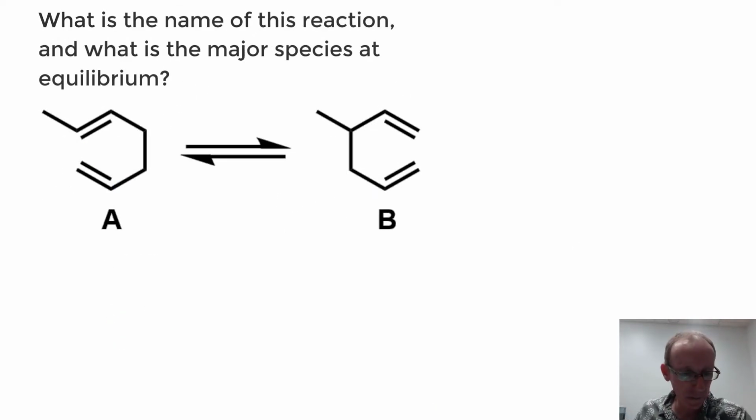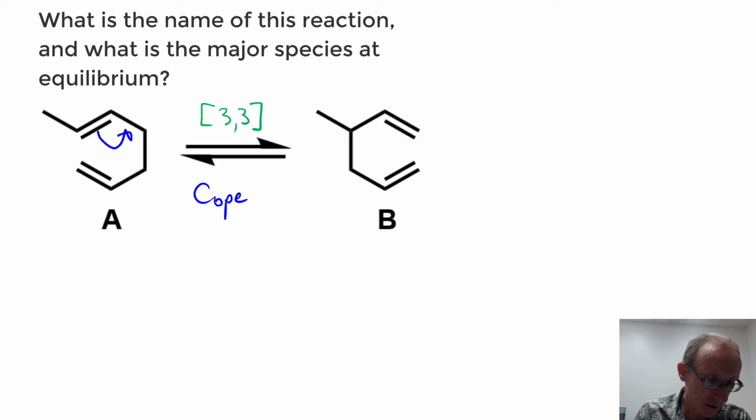Okay, finally, what is the name of this reaction? What's the major species at equilibrium? Well, the name, and this is really just something you have to memorize. You don't have to memorize name reactions for every course, but it does make it very easy to talk to other people about the chemistry if you can just use a single word to describe the reaction. So an all-carbon sigmatropic shift, which is a 3-3 sigmatropic shift, is called a Cope rearrangement.